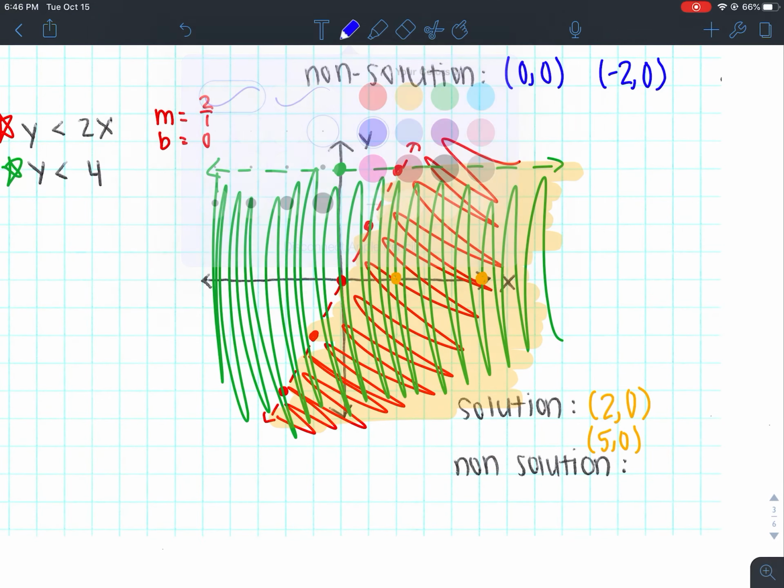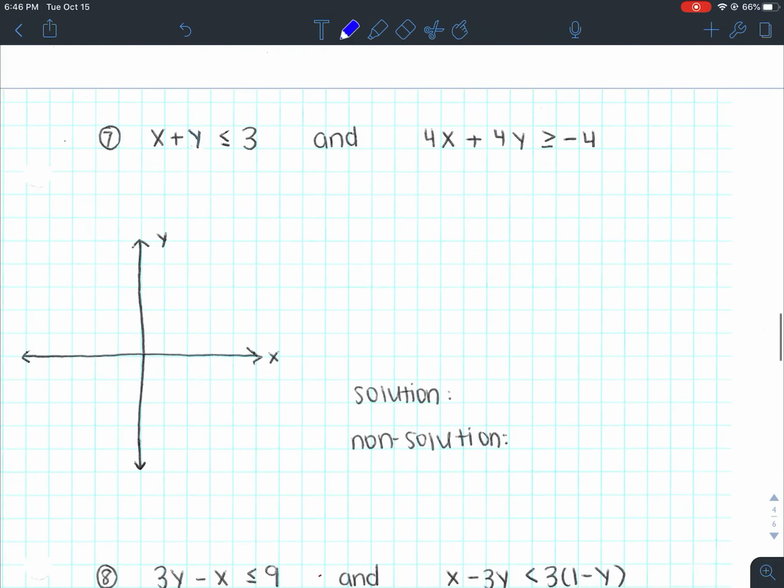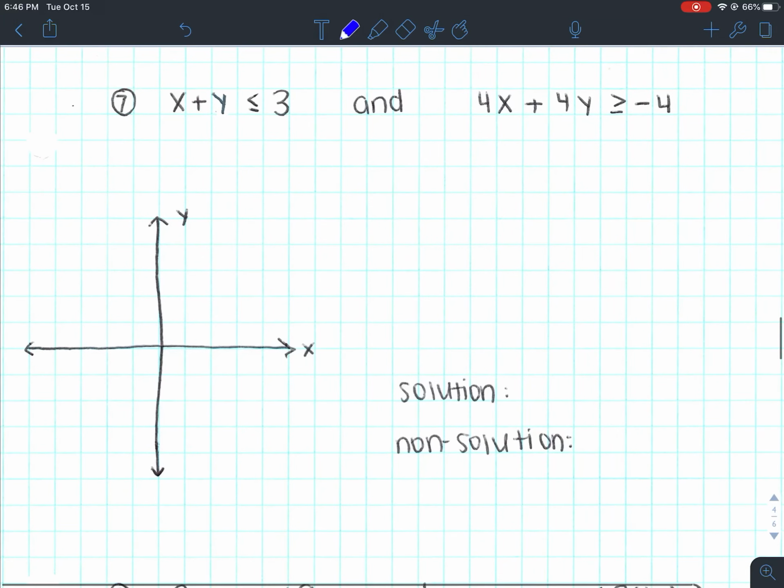A non-solution would be anything on the outside of the orange area. So for example, (0, 2), that's outside, or (-3, 0), right? Anything on the outside of that orange shaded part. So it's just like graphing inequalities like earlier, but now you have two things going on instead of one. All right, I think we have just two left, so that's good.